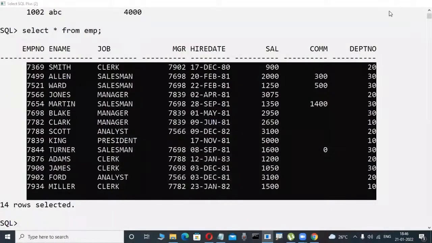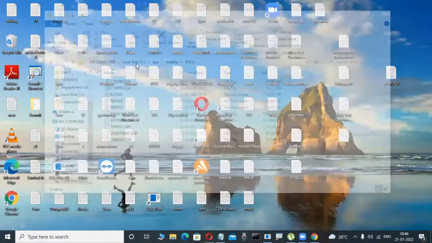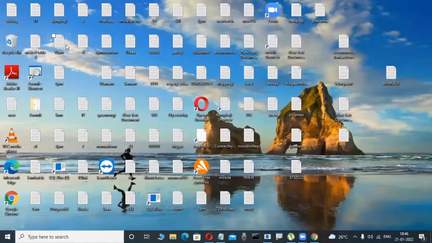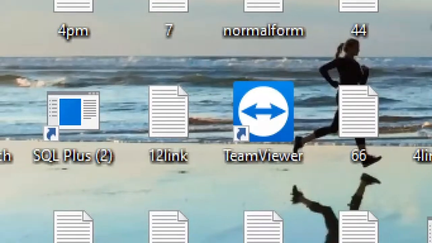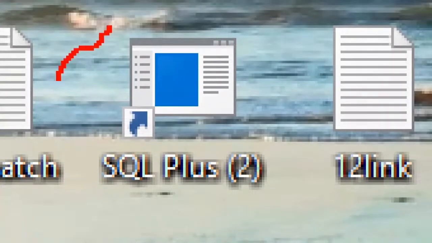Now check it out. Observe here. Suppose on the screen, does anybody observe what this one is? In my screen, something is there, maybe.